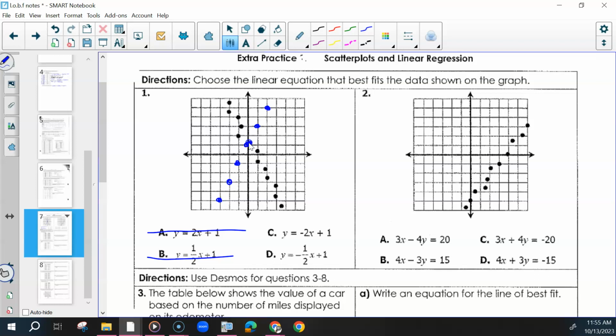Between C and D, which one do we think would be the answer? Okay, good guess, C. I'm going to graph that one. Even though it doesn't go through every single point, it's surrounded by those points. So C would be your answer. So when you get a question like that, graph it and see if the points match or not.